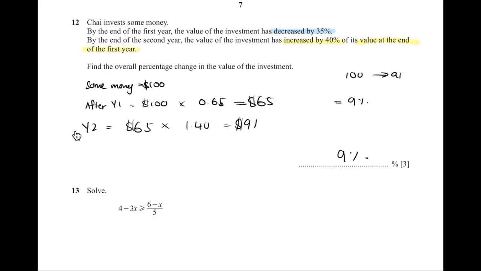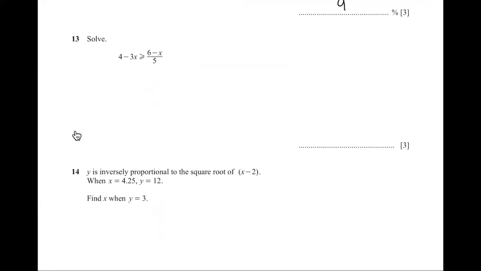You can just write 9%. If you write negative, it's okay, but there's no point because it's just a change, 9% of drop or decrease. Okay, solve this one here.